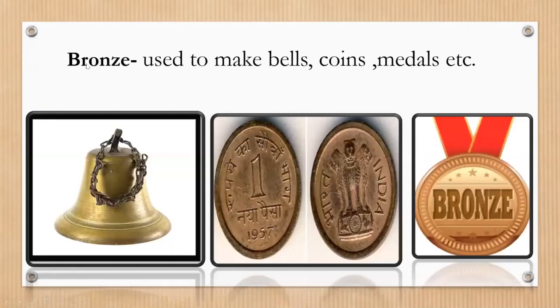Bronze. So when you go for games, you will always win a gold medal, silver medal, and bronze medal. So this bronze is used to make medals, and even in earlier days this was used to make coins. This was 1957, our Indian coin, you can see here, right? And it is even used to make bells. So what is the bronze made of? Bronze is also made of copper, mixed with some other metals to make the bronze.